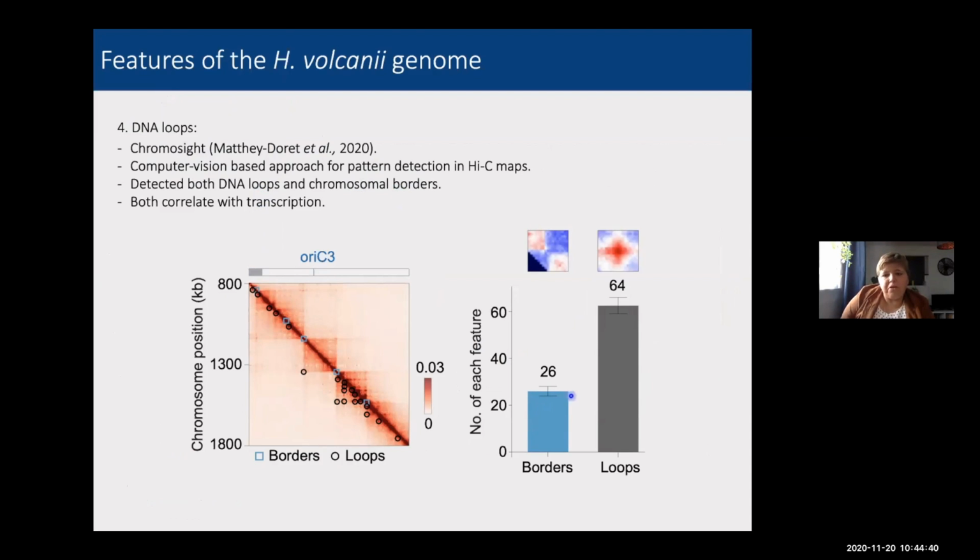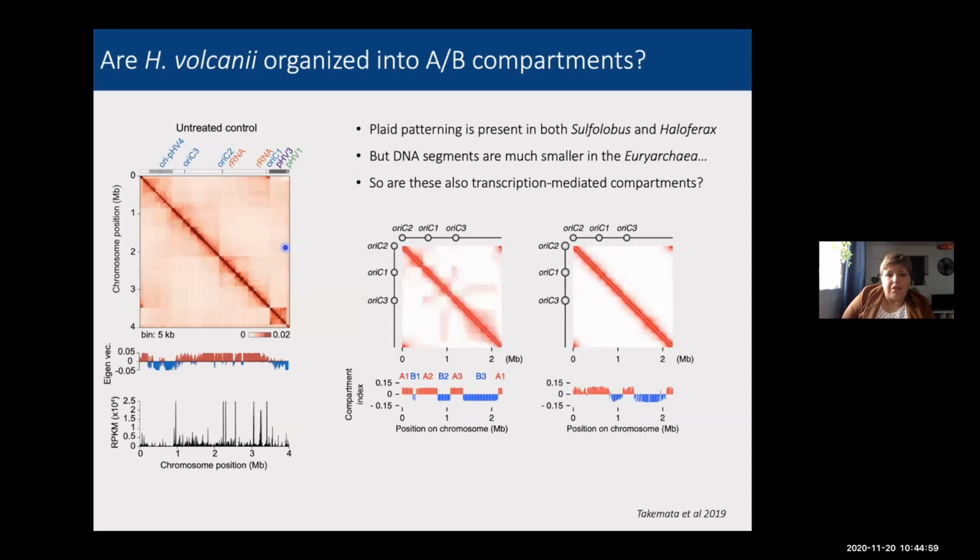And so the border number correlated quite closely with our initial analysis, where we'd recognized these 23 borders. So there's 26 with Chromosight. But what was interesting was we detected 64 loops throughout the genome. And I'll come back to this later because we explored a relationship between them and transcription. And so having this map, the first thing we wanted to see was whether there were any compartments.